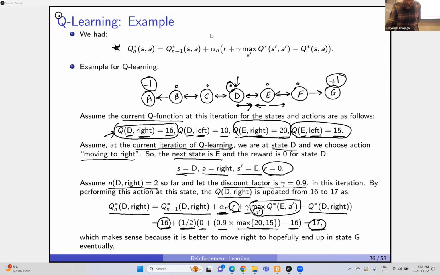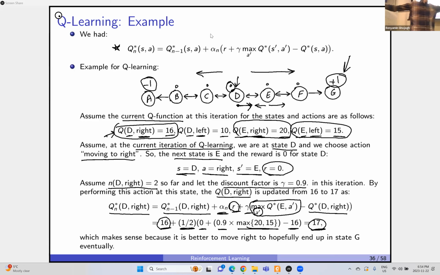For this specific example, of course, in this game, going to right is better because it will win. Going to left is bad because we will lose, right? And that's why when we went right, Q(D, right) got improved from 16 to 17. It makes sense because we are going right. Someone told me after the session, what if our Q, for example, here it is 16 and 10, what if it was 10 and 16? It wouldn't make sense, but we can have it.